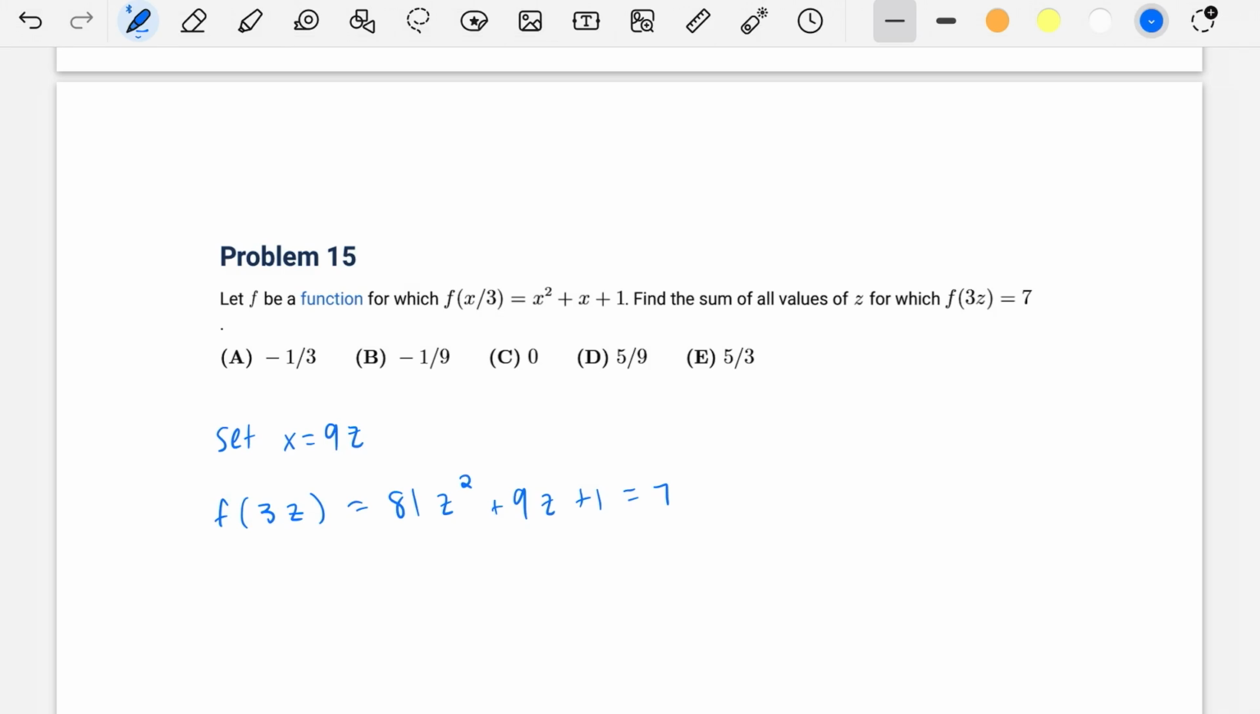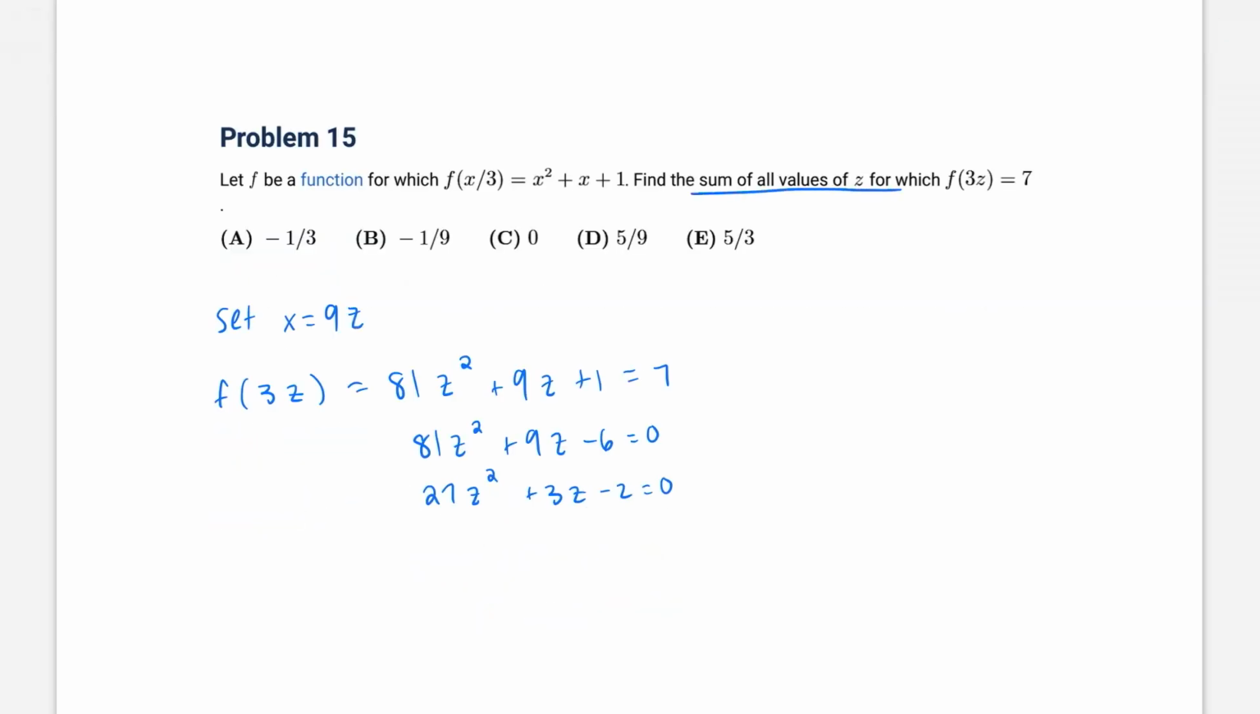So we can just go ahead and find z. So we have 81z squared plus 9z minus 6 equals 0. Dividing by 3 gets 27z squared plus 3z minus 2 equals 0. But actually the problem only asks us for the sum of all values of z. We can just use Vieta's formulas for that instead of factoring and actually finding the values of z and then adding them. So Vieta gives us that the sum equals negative 3 over 27, which simplifies to negative 1 over 9. So the answer is B.